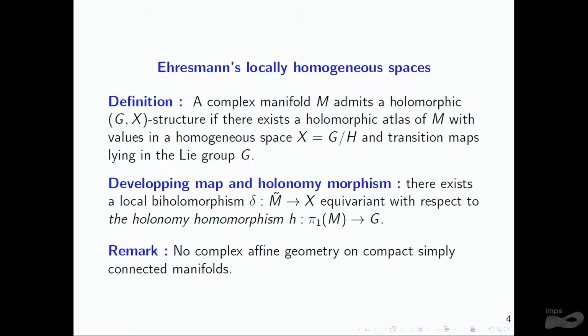For example, if the manifold is directly simply connected, you don't need to go to the universal cover. The developing map is directly defined on the manifold M, then the image must be open. It's a local diffeomorphism, and also closed, so the image is compact. For example, an affine structure cannot live on compact, simply connected manifolds.